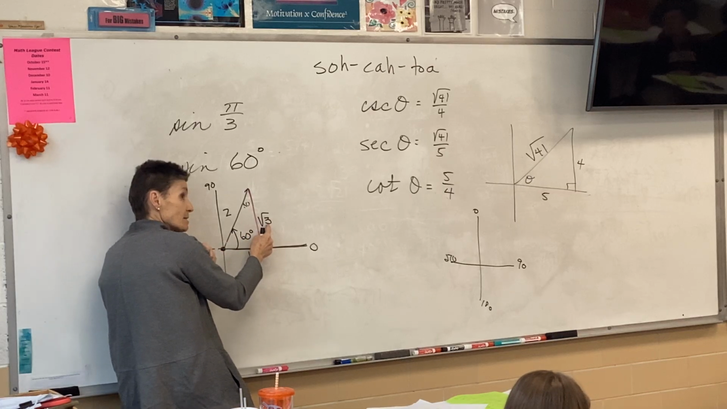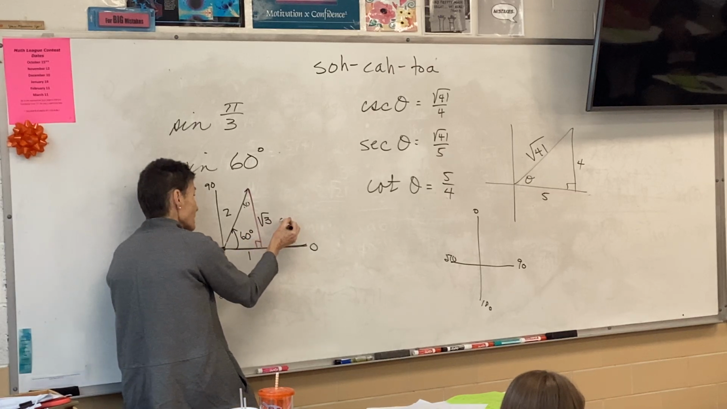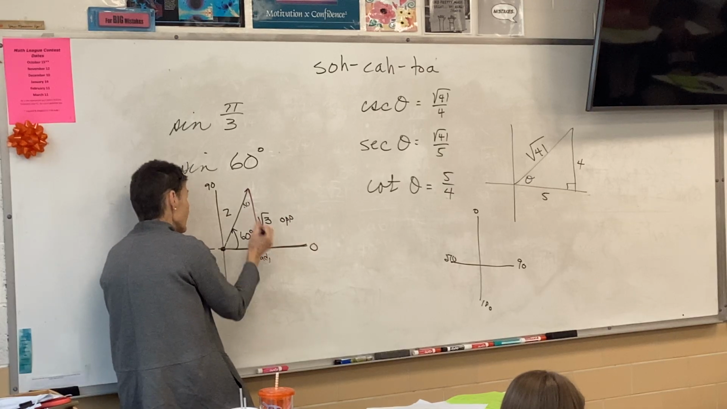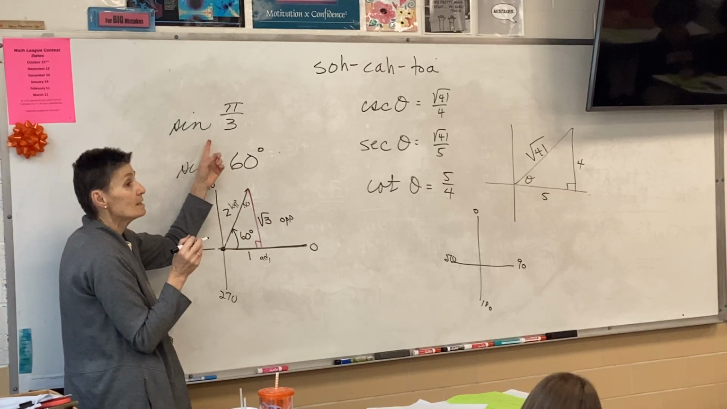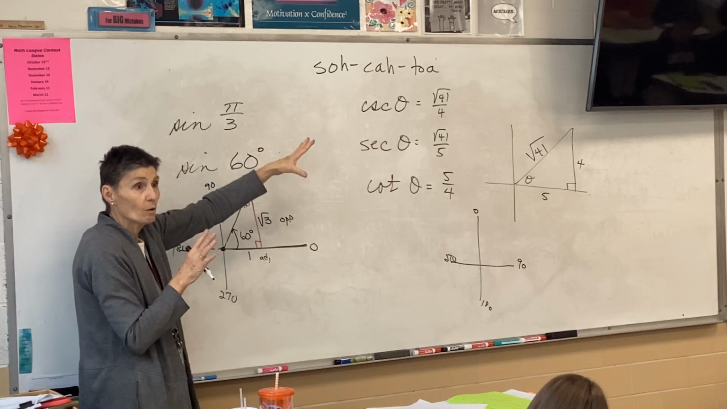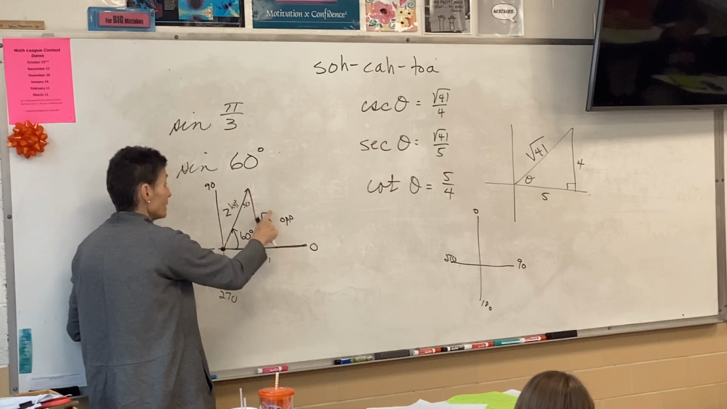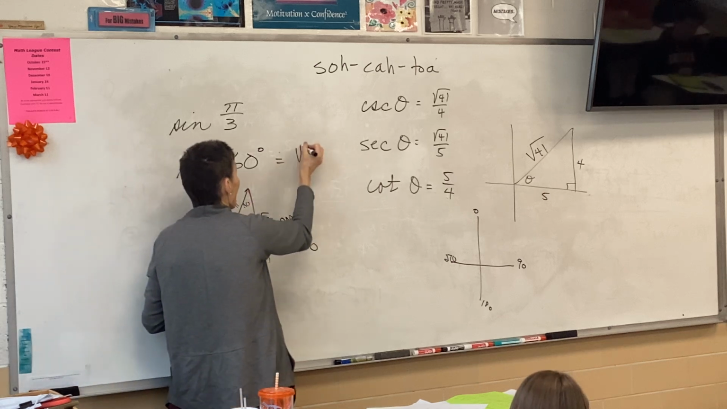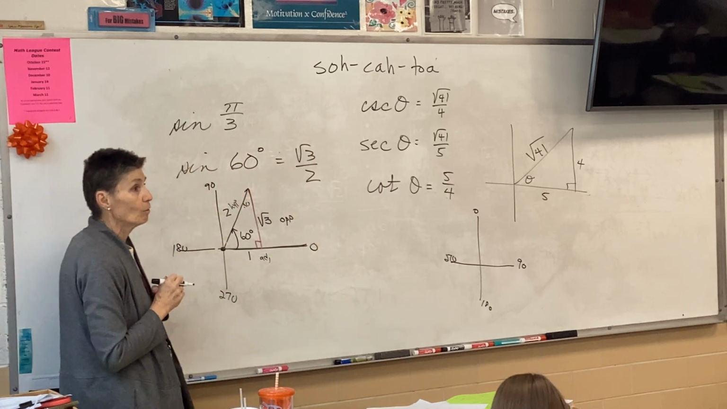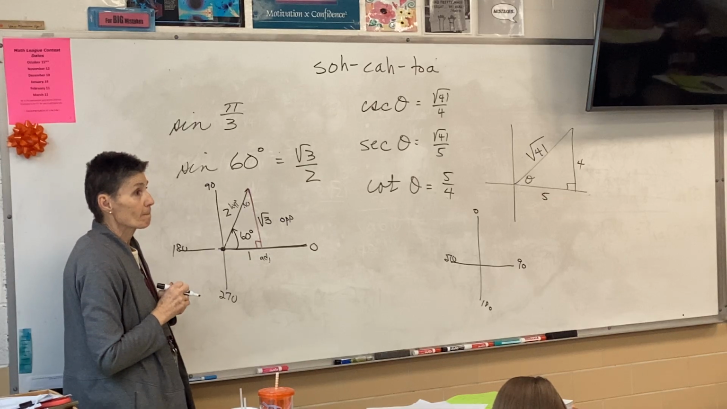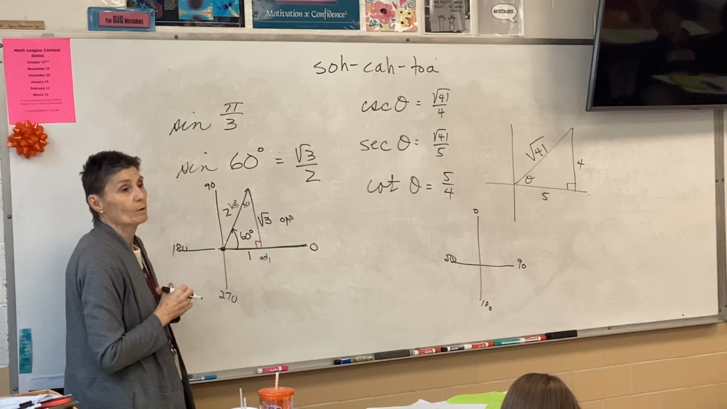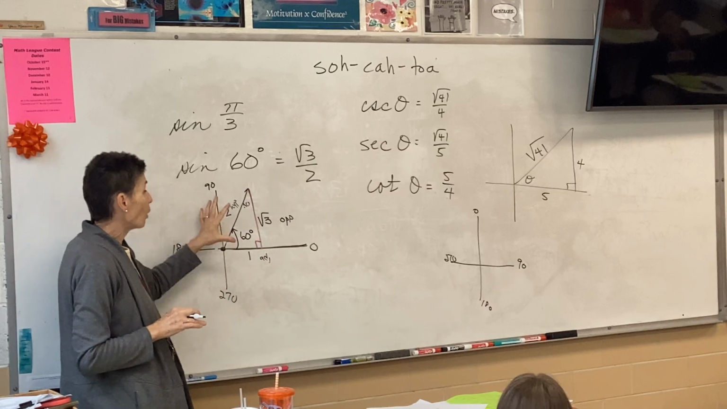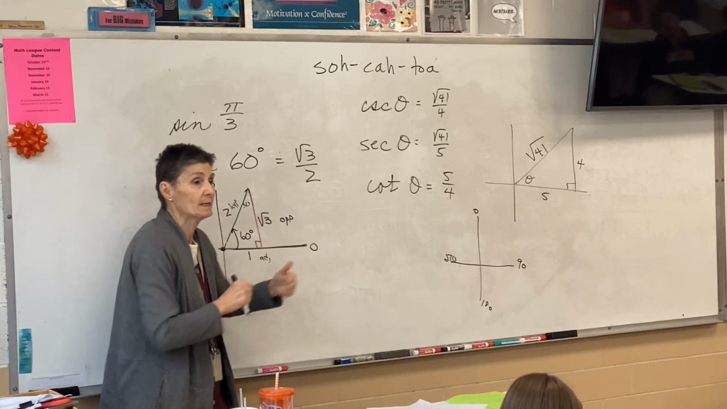So which side is this? Opposite, adjacent, or hypotenuse? Opposite. That's opposite. This is adjacent, and this is hypotenuse. Now, what do I want? I want the sine. So sine is opposite over hypotenuse. So the exact sine is root 3 over 2. Wow, that's a lot. But it's also one of the most important pieces of the whole thing. Knowing how to do that is going to come up over and over and over again in other problems.